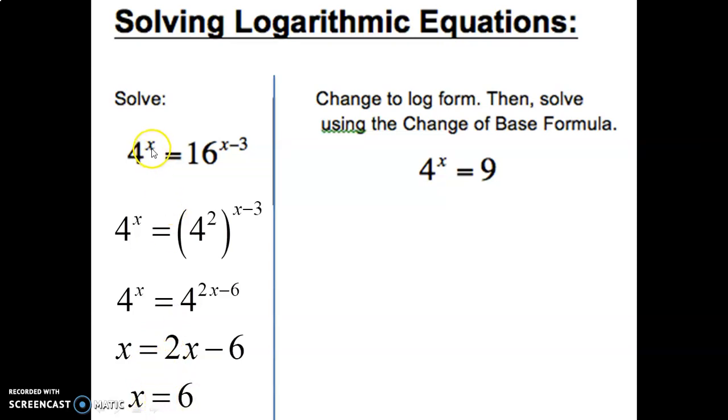And that should work out here. 4 to the 6th power equals 16 to the 3rd power. It should work out. You can check. Okay, so those are easy when we can make the bases the same. What happens when we cannot?